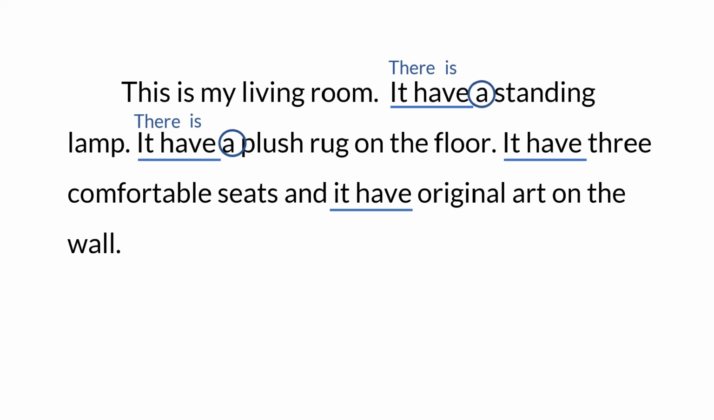Let's look at this one. It have 3 comfortable seats. We have 3 comfortable seats. That's plural. And what verb do we use when we have plural nouns? Aha! Are. There are 3 comfortable seats. And let's look at this last one. Might be a bit tricky. Original art. Is that a singular noun or is it a plural noun? It is a singular noun. There is original art on the wall.